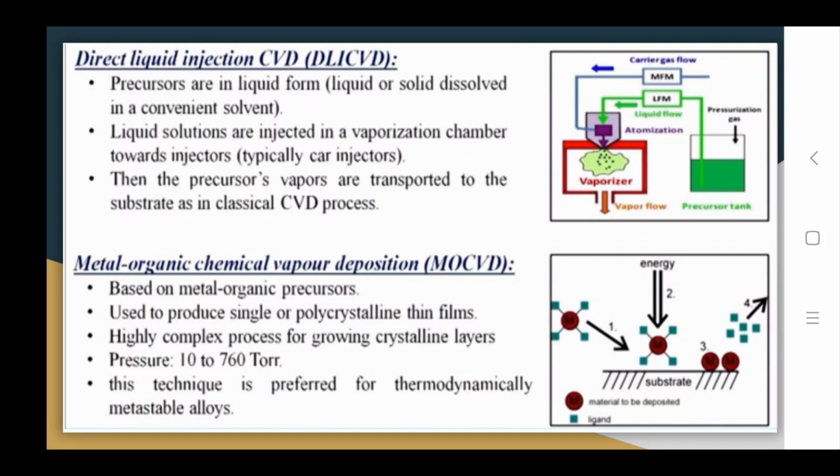Now let us discuss the next one, metal organic chemical vapor deposition. It is based on metal organic precursors used to produce single or polycrystalline thin films, a highly complex process for growing crystalline layers. Pressure is generally 10 to 760 torr, and this technique is preferred for thermodynamically metastable alloys. Here we generally use certain metal precursors, and we need a high energy source. Then the materials we are going to deposit are as shown in the figure.